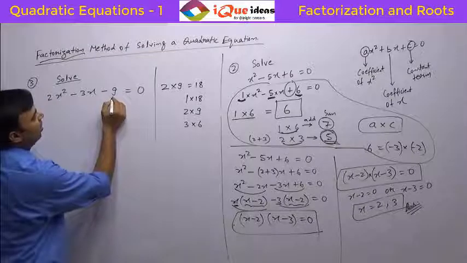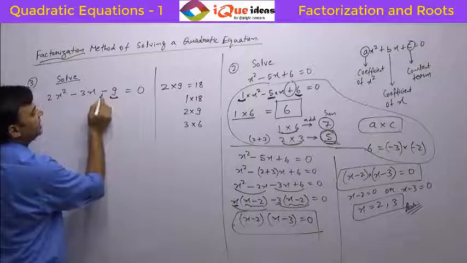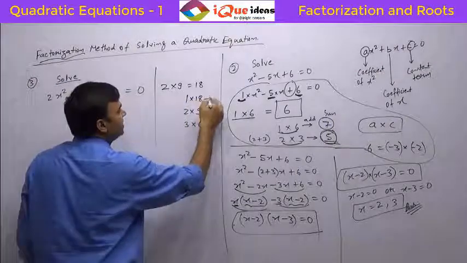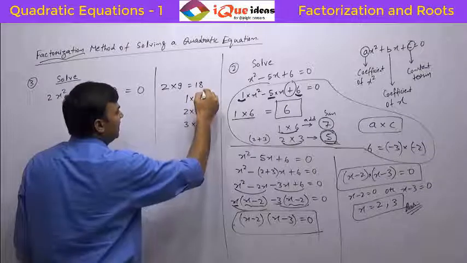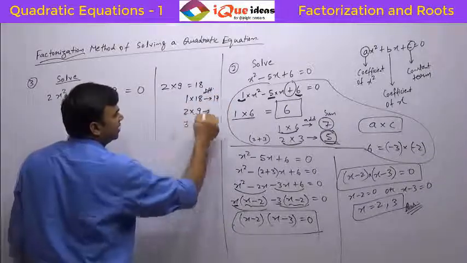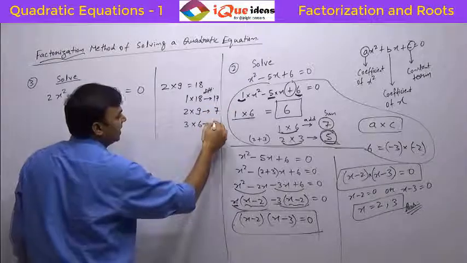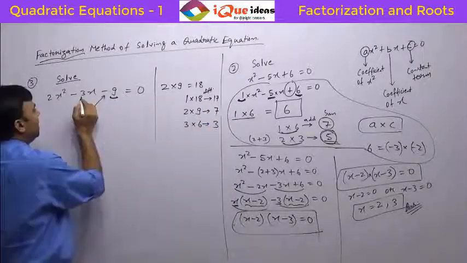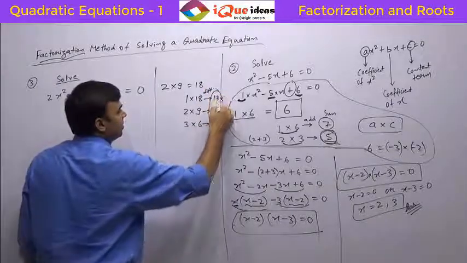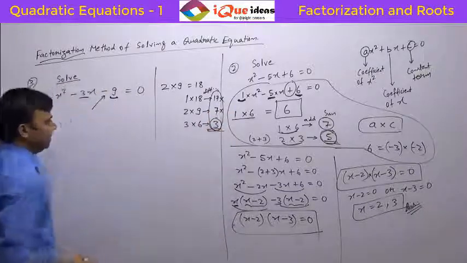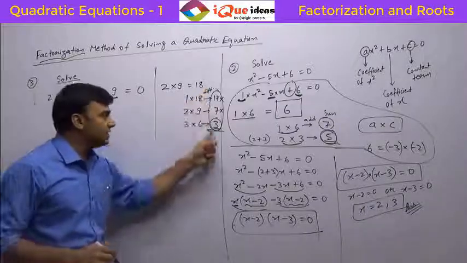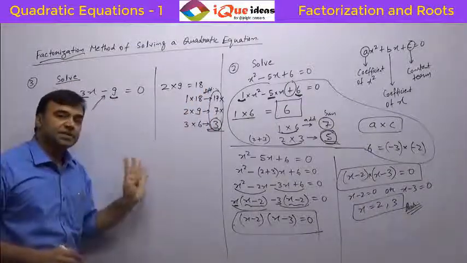Now look at the sign of this constant term. Now this constant term has a negative sign, right? Now this minus sign means take difference in each case. So the difference is, in 1 and 18, 17. 9 and 2, the difference is 7. 3 and 6, the difference is 3. Then check whether the middle coefficient, the coefficient of x, is any one of these numbers. 17 is not there, 7 is not there, 3 is there, right? So this can be factorized. Now please understand, if none of these numbers was present here, we could not have factorized this equation.